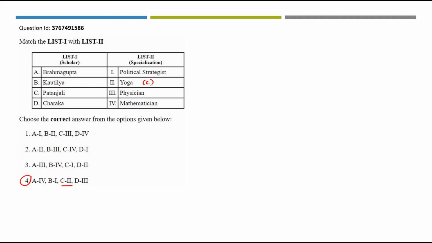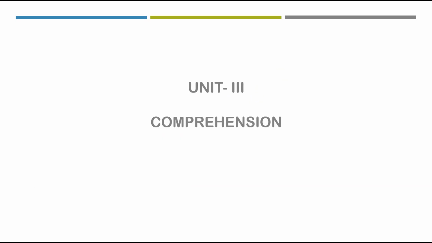Now we will just see the specialization of other scholars. Brahmagupta is a mathematician. A is mapping to 4. Kautilya is a political strategist. B will be mapping to 1. What about Charaka? Charaka is a physician. D will be mapping to 3. And as we know, Patanjali, C will be mapping to yoga 2. C2 is also right. Let's move on to Unit 3, Comprehension.